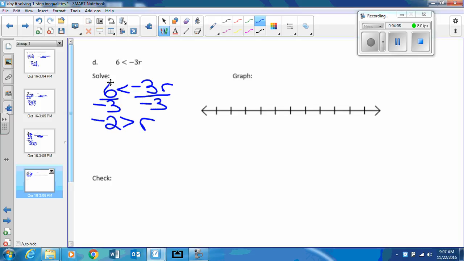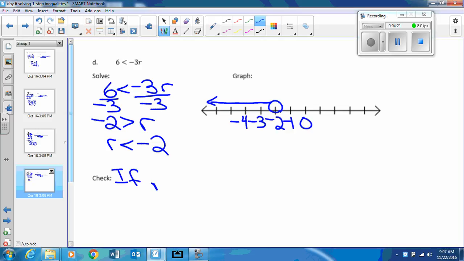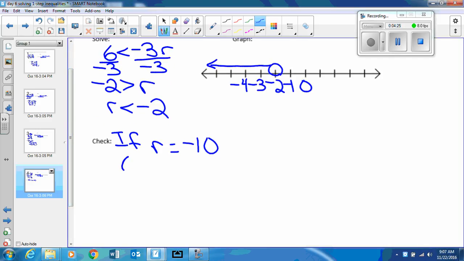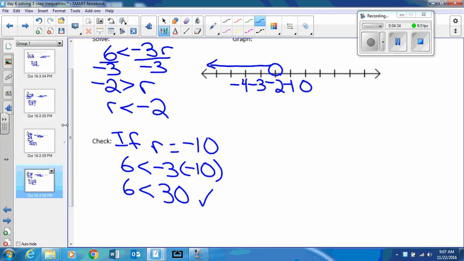Again, I'd like to rewrite it with the r written first, so that's the same thing as saying r is less than negative 2. So I put that on my number line. Open at negative 2, shade to the left. So for my check, I'm going to use r is negative 10. Going back to my original, 6 is less than negative 3 times negative 10. And negative 3 times negative 10 is positive 30. 6 is less than 30, so it checks out okay.